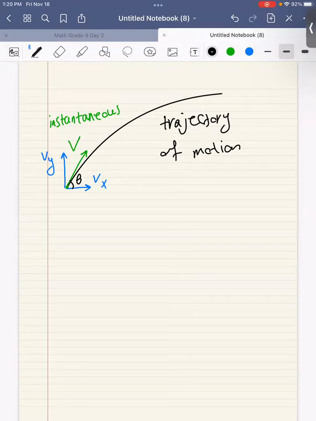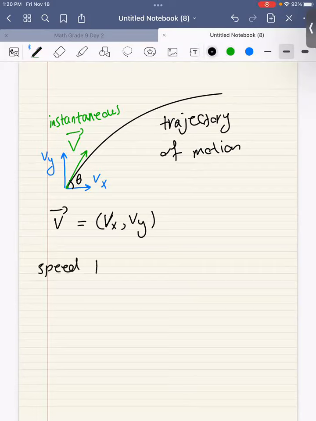Okay, that's how we do it normally. So what are the components? We know that V has two components, Vx and Vy. This is the vector, okay? This also is a vector. So the speed is the magnitude of V.